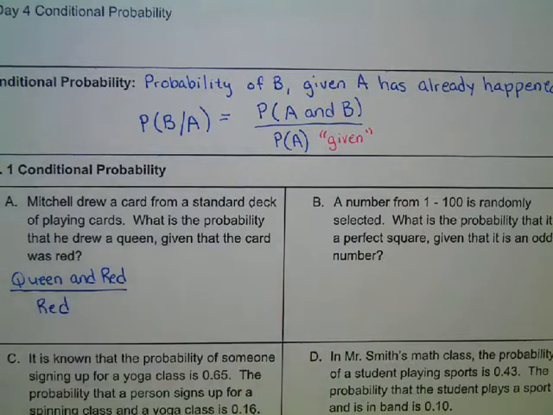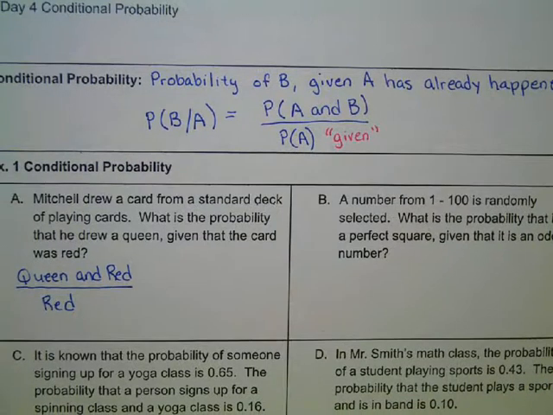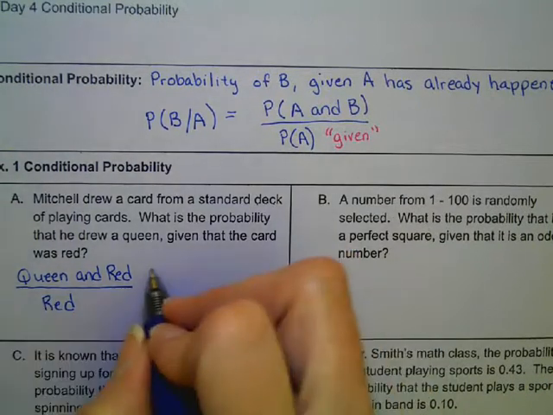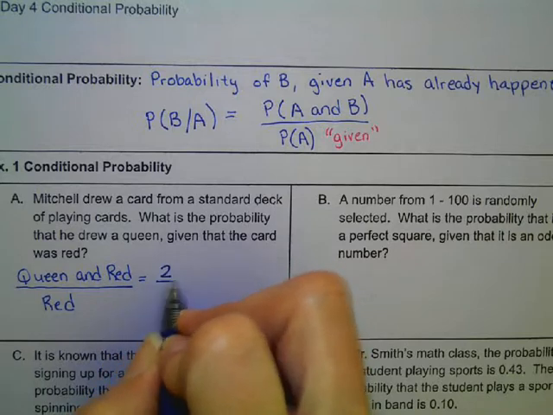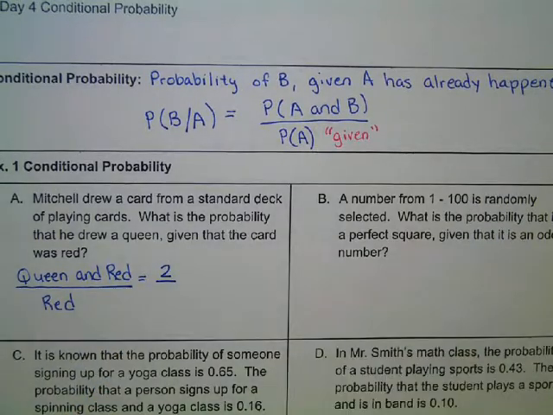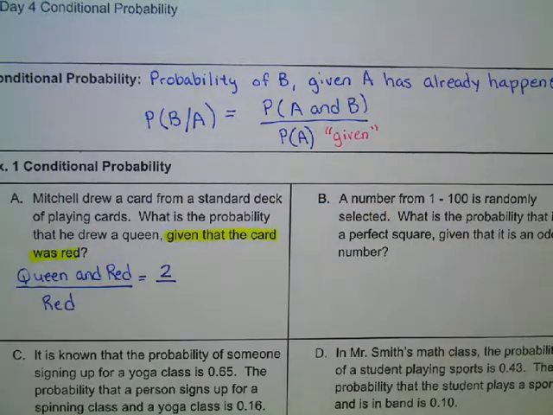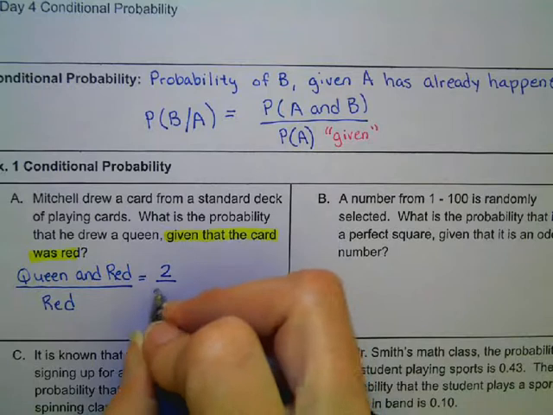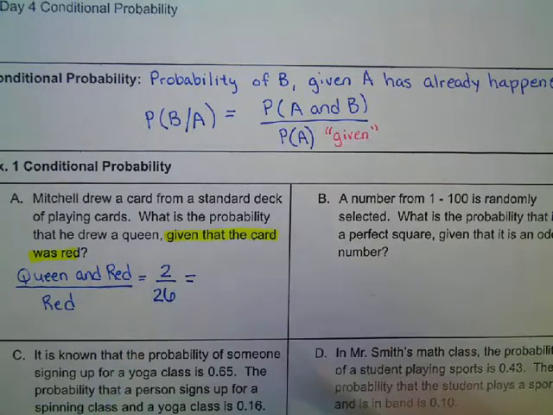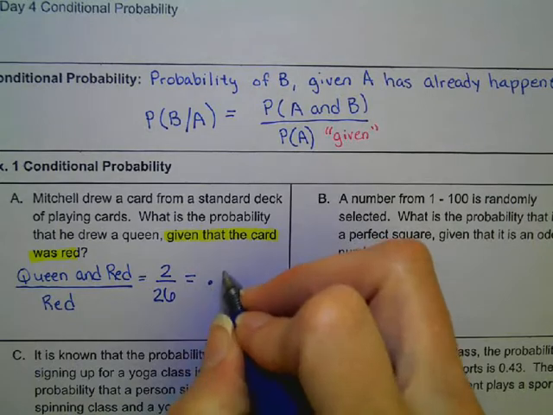So how many red queens are there in a deck of cards? We have 2 red queens out of how many, this part says given the card was red. So the bottom is your red, and there are 26 red cards in a deck. And we're just going to have you do decimals on this. If you want to reduce the fraction, it would be 1/13. But I think we're going to just round to 4 decimal places like we have recently. 2 divided by 26, we're going to say is 0.0769.